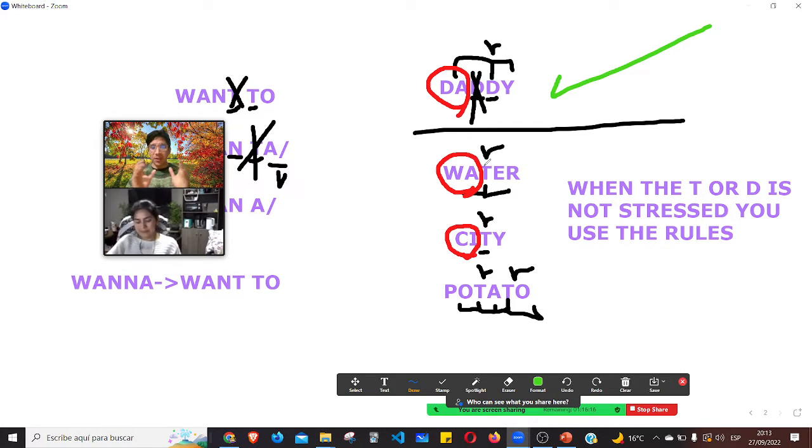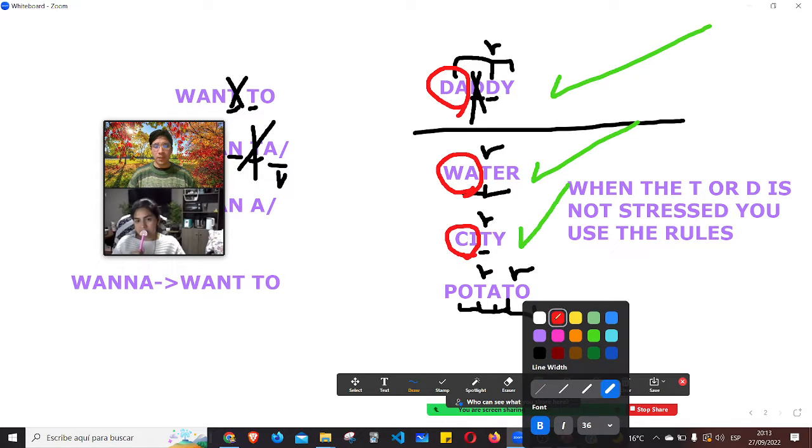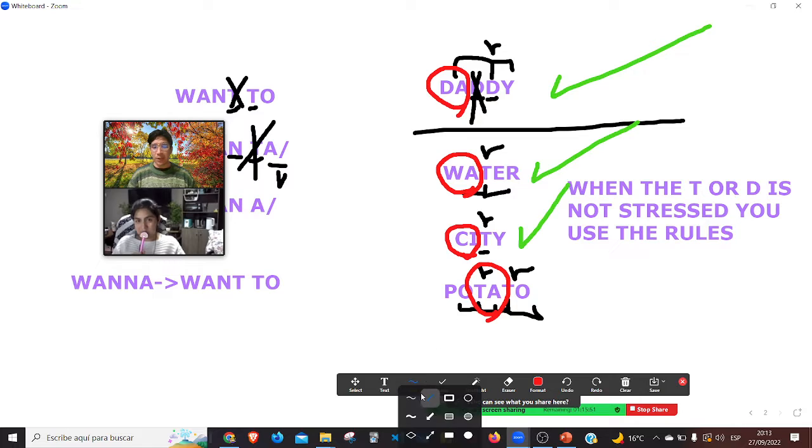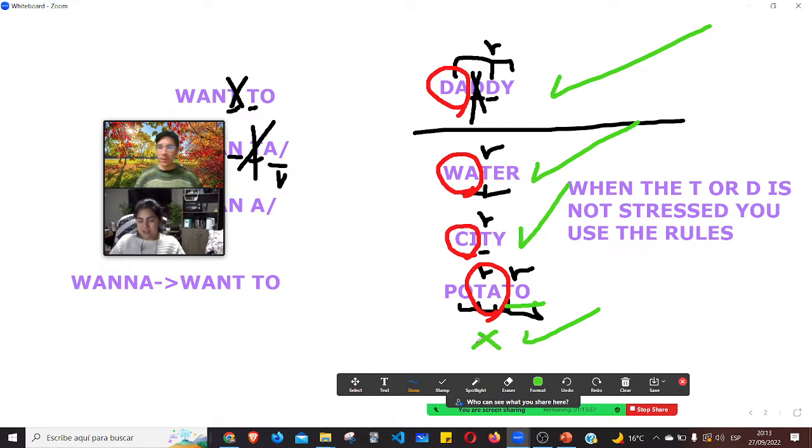So, daddy. This D is not stressed, so you use the rules, right? In water, this T is not stressed, you use the rule. City, this T is not stressed, so you use the rule. But what about here? You say potato, potato, or potato. This is stressed, right? The second one. Yes. But the last one is not stressed, right? Yes, you use the rule here, but you don't use it here. Did you understand the rules now?